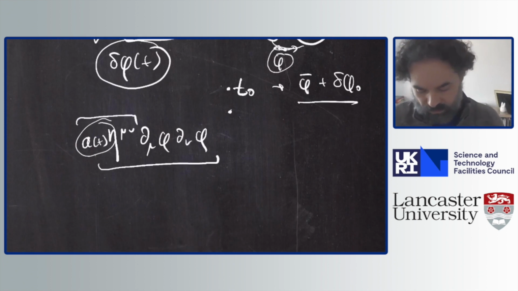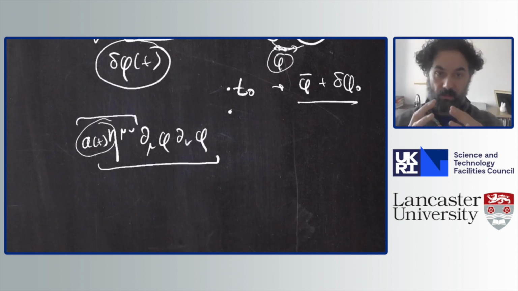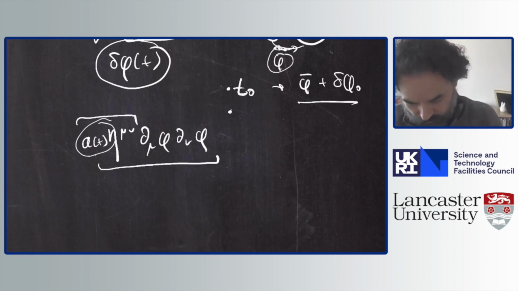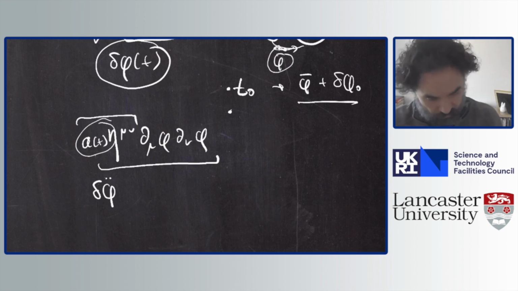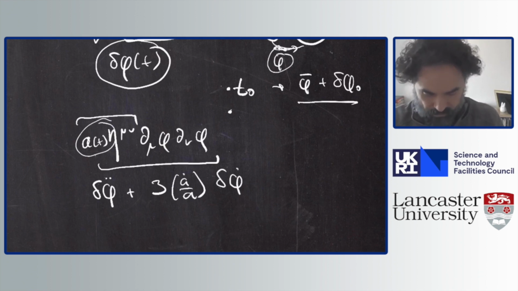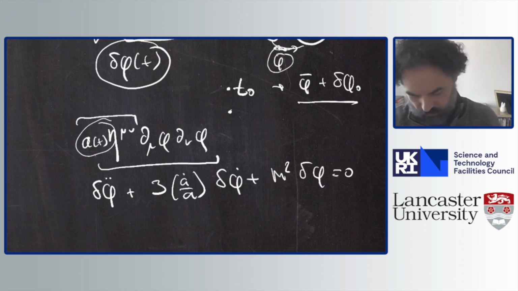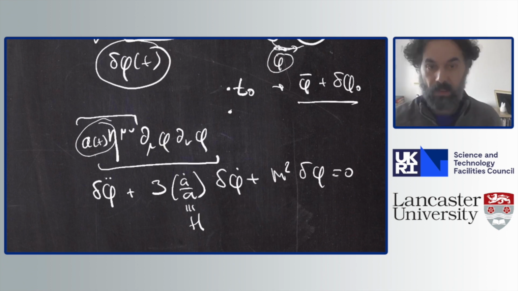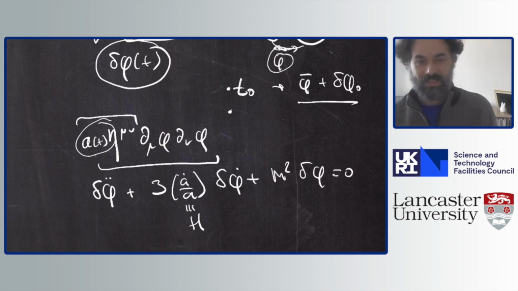And finally, this means that the equations of motion for this homogeneous configuration of the field are given by the second time derivative of phi plus 3 a dot over a times the first derivative of the field plus the mass squared times phi equals 0. Remember that we have called this already the Hubble function or Hubble constant, depending on who you talk to.